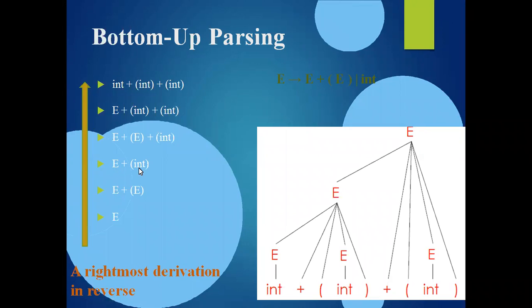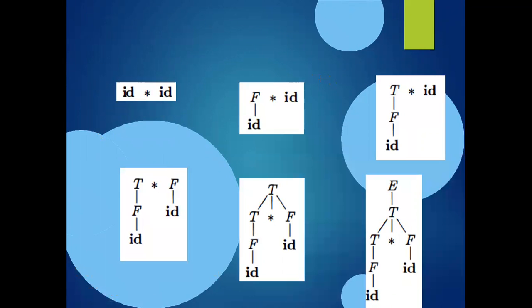And the given grammar is E tends to E plus open parenthesis, E closed parenthesis, or int. For that given grammar, by taking the input string like this, we showed the bottom up parsing by applying the rightmost derivation in reverse. Right, is it clear? See, we have another example. Make a note of this example.